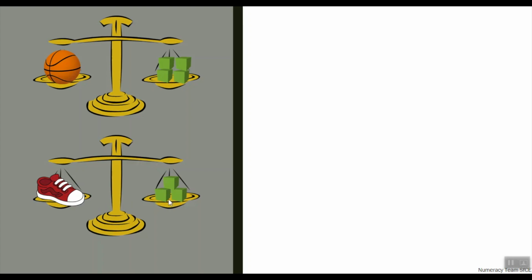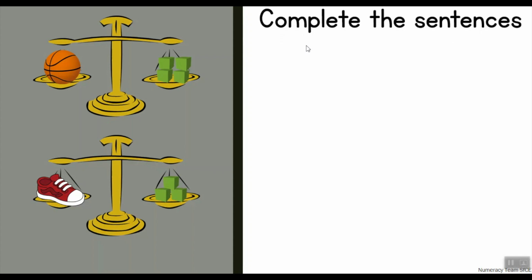When the pans on a balance scale are in a straight line, so neither of them is up nor down, we say that they are balanced. This shows that the weight on one side is equal to the weight on the other side. Now let's see what the task is. We read, complete the sentences. So we must fill in STEM sentences with the information that we gather from the pictures.